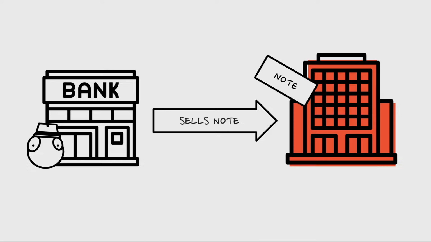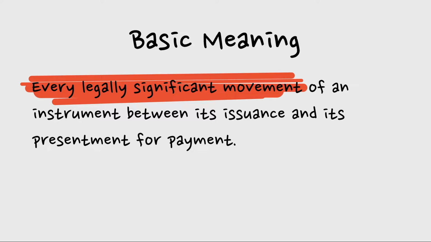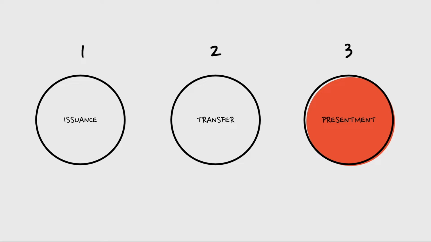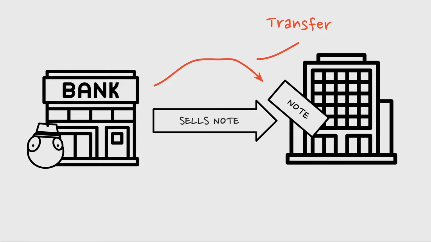That's not what's occurred here, right? So this is a transfer. It's between the issuance and the presentment. So we said it's a legally significant movement, right? Because they're intending, again, to give some sort of right. So it's legally significant. They're intending to sell it, to give this financial institution whatever rights they can be given with regard to this note. But it's not issuance and it's not presentment, so it's transfer.